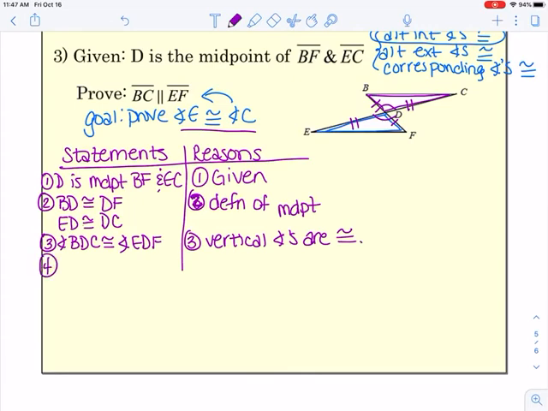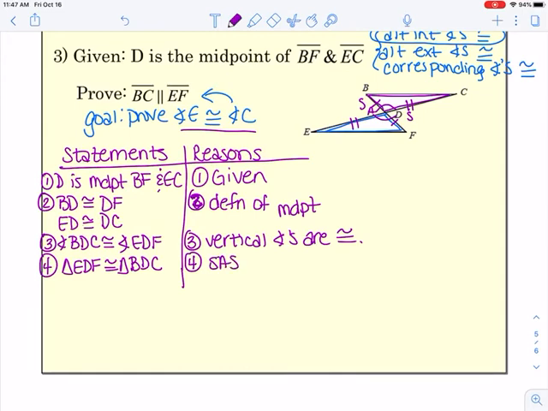Okay, and now again, I can say that those two triangles are congruent. I have a side, an angle, and another side. So that's going to be because of side, angle, side. So triangle EDF is congruent to triangle BDC, and that's because of side, angle, side.